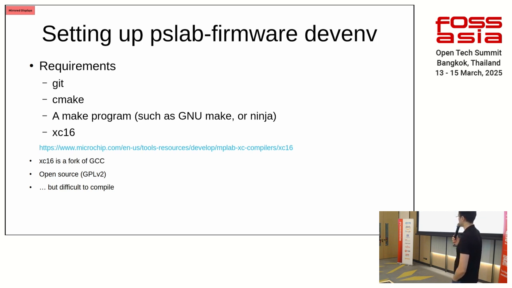XC16 is a fork of GCC, a really ancient version of GCC, like 4.8 or something, I think. And the current version of GCC is what, like 20-something. So it's a really old fork, but since it is a fork of GCC, and GCC is itself GPL version 2, that means XC16 is also necessarily GPL version 2. So it's technically open source, but it's really difficult to compile. I have not managed to do it, and I have tried quite a lot. So that's why you need to install it from Microchip's website.